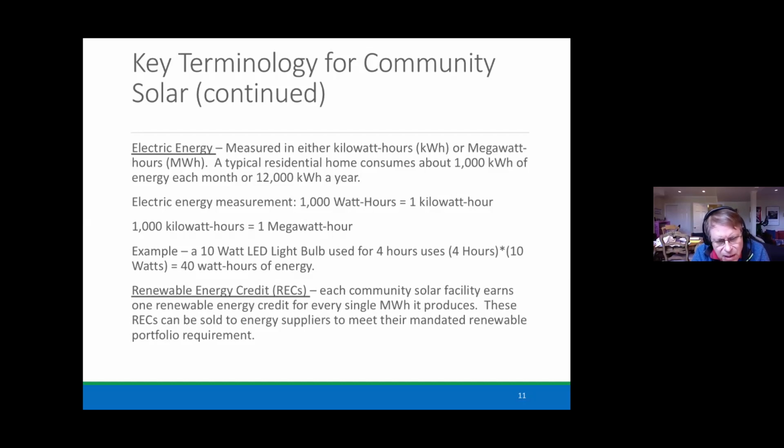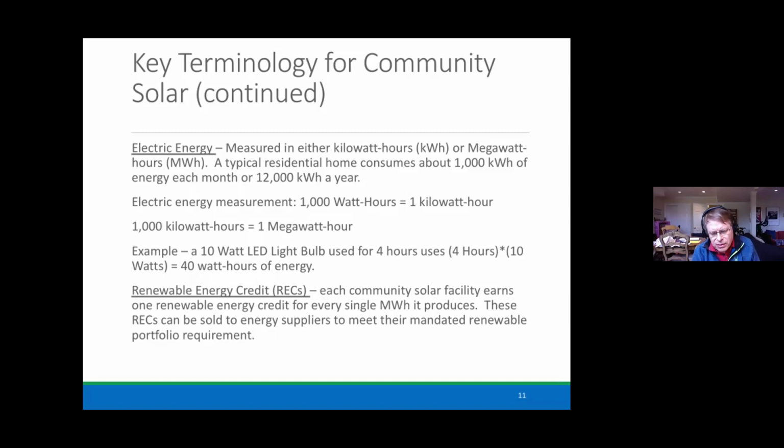But just to give you a sense for how the math on this works, an electric energy measurement is 1,000 watt hours equals 1 kilowatt hour of consumption, and 1,000 kilowatt hours equals 1 megawatt hour of consumption. So when you're dealing with individual homes and businesses, you're typically talking in kilowatt hours. When you're dealing with large solar fields and many customers, you're typically dealing in megawatt hour calculations. And I'll give you an example. A 10 watt LED light bulb used for 4 hours uses basically 4 hours times 10 watts, or 40 watt hours of energy. And then you can convert that to kilowatt hours from there, and megawatt hours from there. So if you want to understand the core mechanics of the electric utility industry, you have to understand how this math works and be aware of how it's set up.